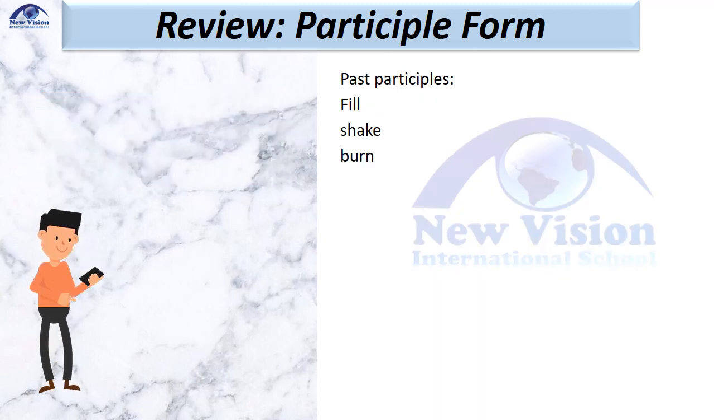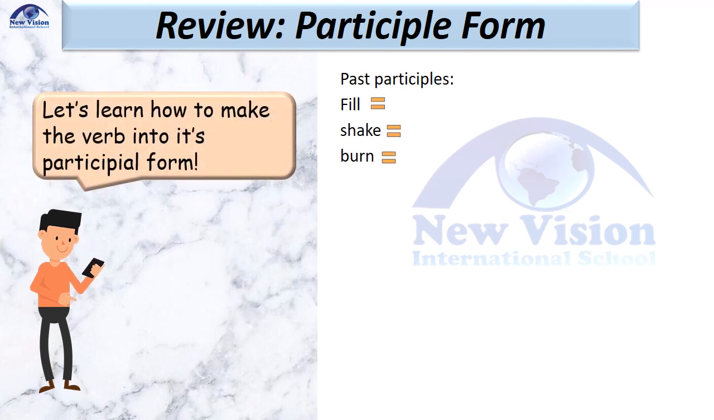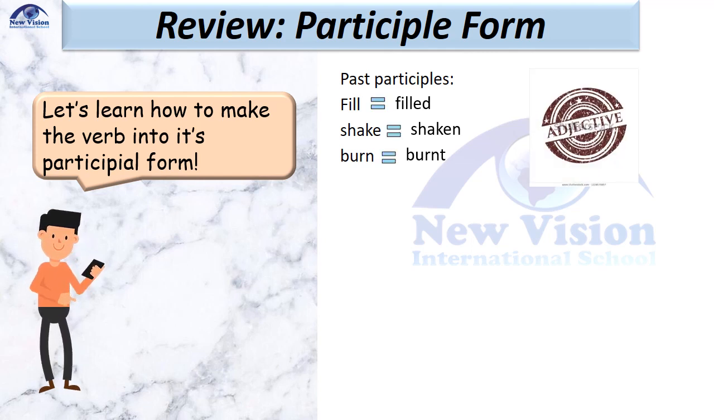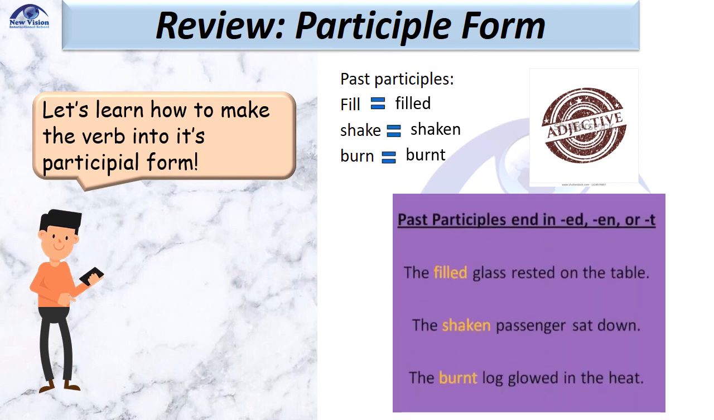How about past form? It's pretty easy. We just have to change to the past participle form of these verbs. So we have filled, shaken, and burnt. Make sure that when you're using participle forms or participle phrases, you are looking for the participle form, not just the past form, of the verb. And they have to be used as a descriptive word or an adjective.